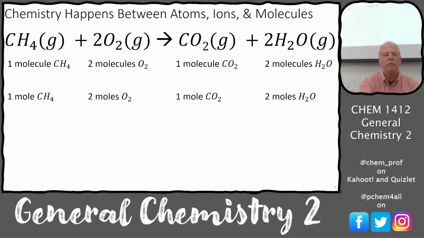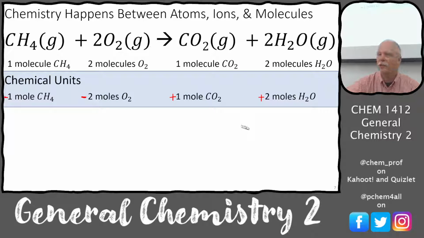You could even put plus and minus signs on here. You could say, we take away 1 mole of methane and we take away 2 moles of oxygen and we produce 1 mole of CO2 and produce 2 moles of water. So the reactants are subtracted and the products are added, like they show up. Well, that's what I'm calling chemical units, because that's how chemistry happens. It happens between particles, but we can't really see individual particles or measure them, so we measure moles of particles, but it's the same thing.